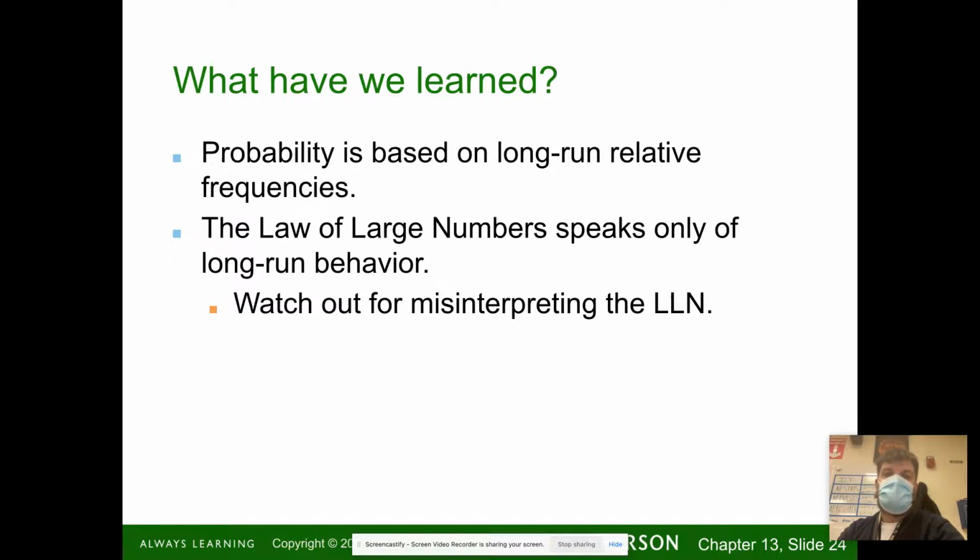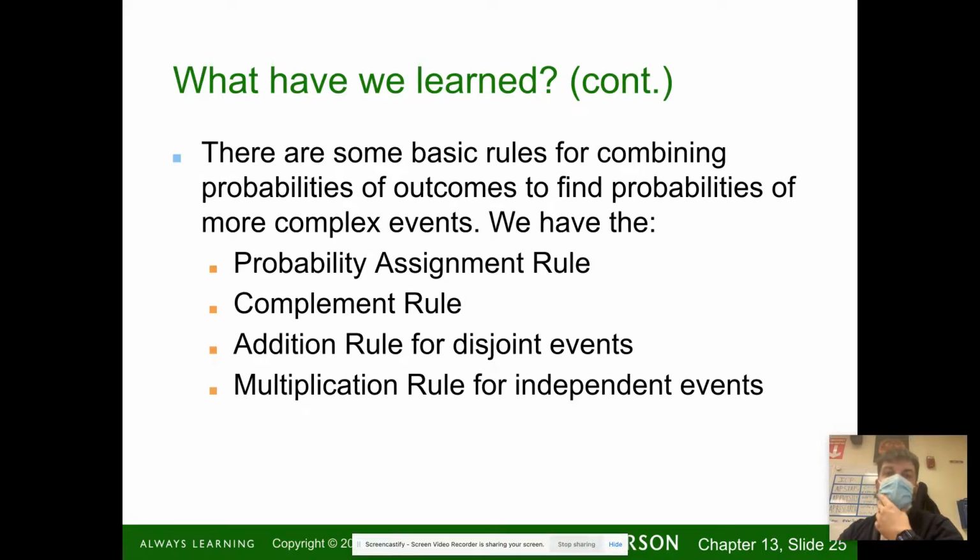But anyways, what have we learned? We've learned that probability is based on long-run relative frequencies. The law of large numbers speaks only of long-run behavior, but we may not be aware of all the behavior. Watch out for misinterpreting the law of large numbers. Just because you flipped 20 heads in a row doesn't mean somebody else in the world didn't flip 20 tails. So the probability is based on each time you flip that coin: 50-50. There are some basic rules for combining probabilities and outcomes to find the probabilities for more complex events.